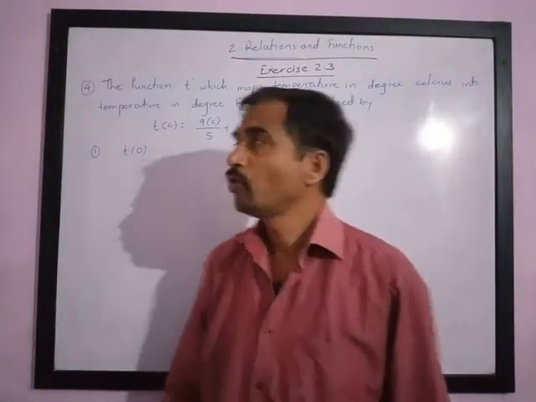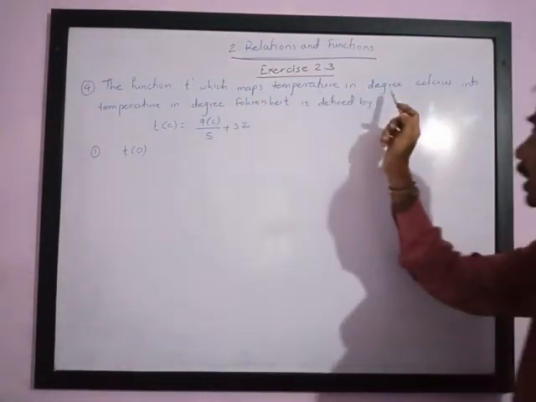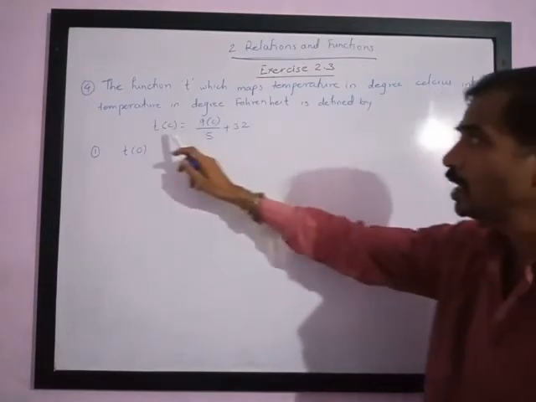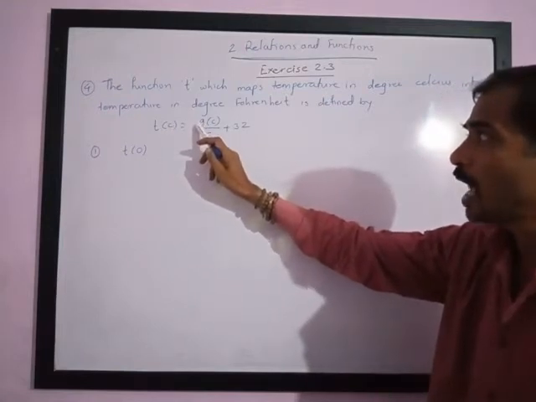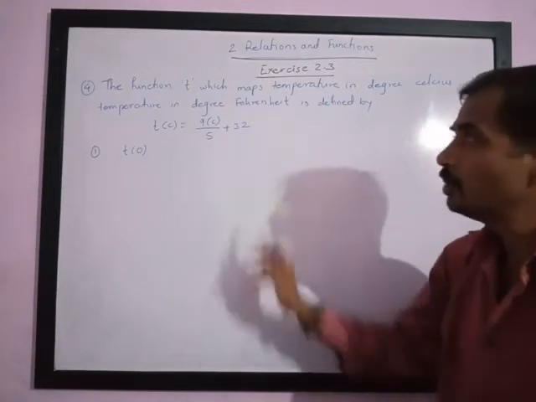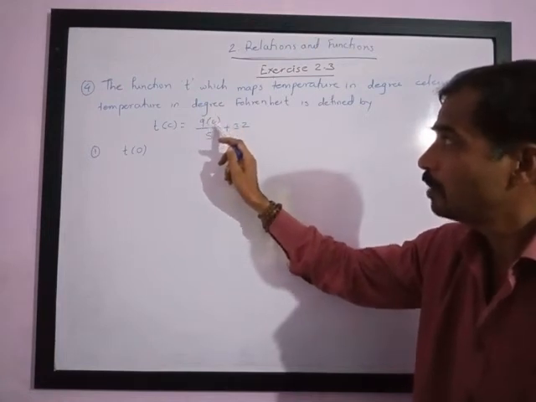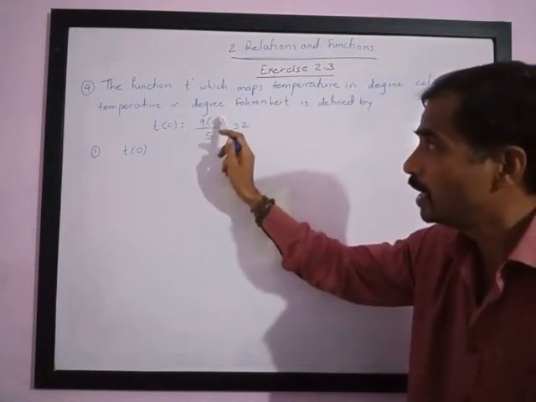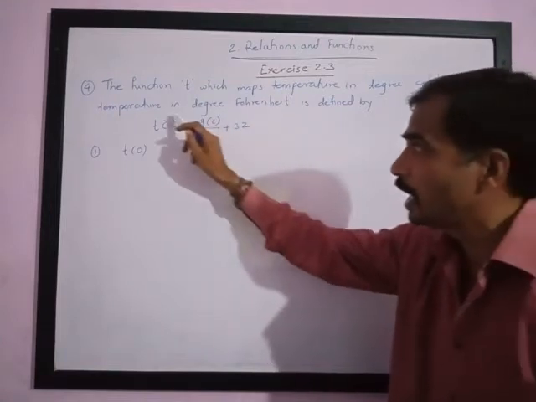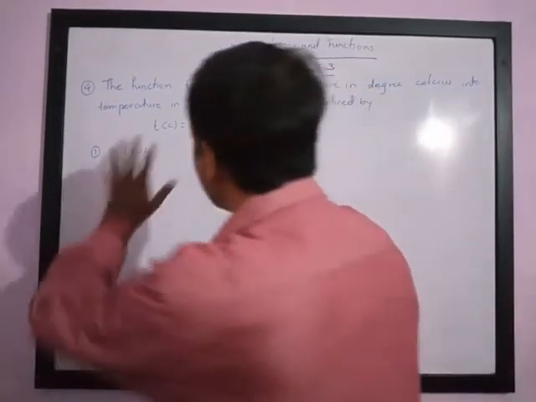Dear friends, fourth question is, the function T which maps temperature in degree Celsius into temperature in degree Fahrenheit is defined by T of C is equal to 9 multiplied by C divided by 5 plus 32. It means this C is a temperature in degree Celsius. If you multiply temperature in degree Celsius by 9 and divide it by 5, to the answer whatever you get, if you add 32, you will get temperature in Fahrenheit. So let us try to understand. This is what the formula is.